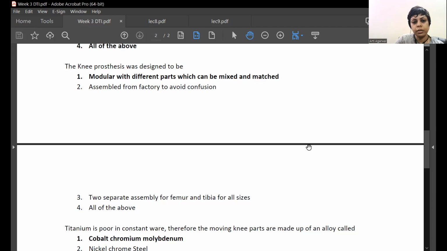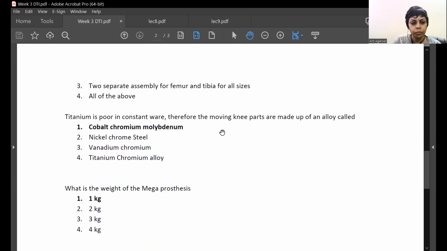The knee prosthesis was designed to be, I'm not going through all options because the first option is the correct one, a more modular kind of design. Because it was modular, you could pick and choose different parts which could be combined as required in that particular case.